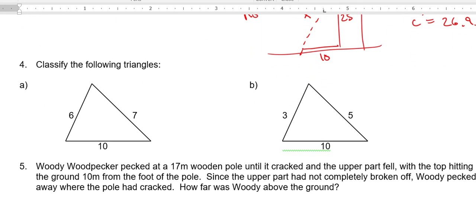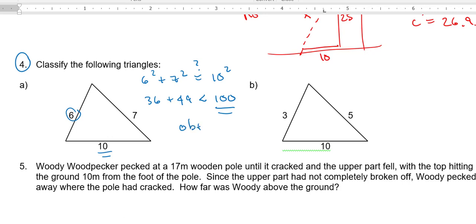Number 4, classify the following triangles. I know that my hypotenuse has to be the largest side, which is 10. So I can do 6 squared plus 7 squared. If it's equal to 10 squared, then I know it's a right triangle. So the question is, is it equal to it? And what I'm going to find out is that 36 plus 49 is going to be less than 100. And so I know that in this particular case, the hypotenuse is bigger, so it's going to be an obtuse triangle.